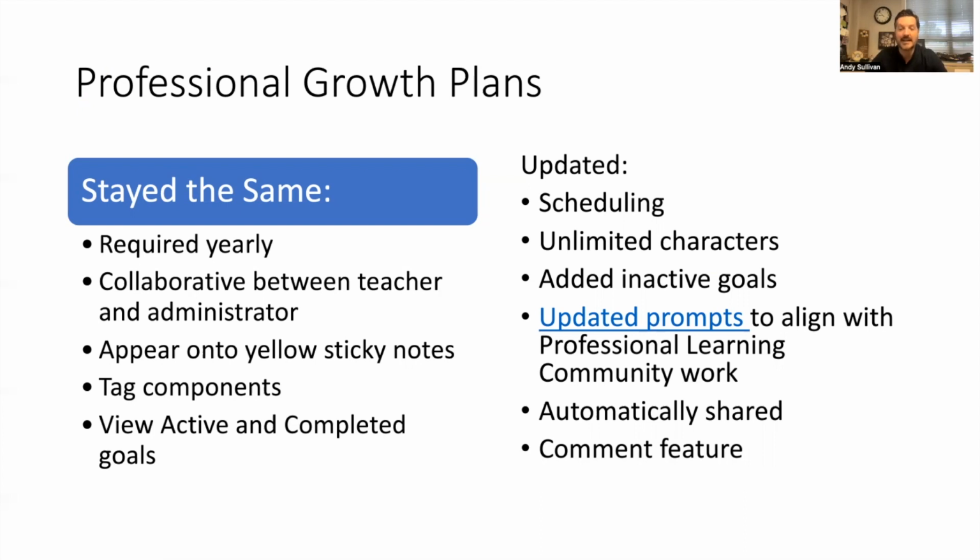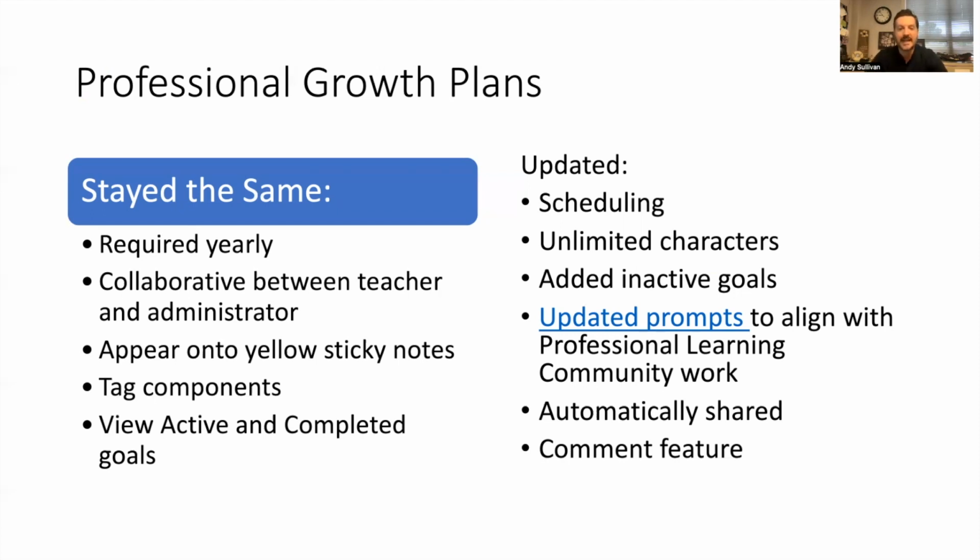You have unlimited characters for creating those goals. We've also added the feature of an inactive goal. It was prompted by the fact that you may have a learner who creates a goal, and then you all determine, hey, this isn't right for me right now. So instead of having to either delete it or mark it as complete, which may not be the right options, the learner can now make it inactive and come back to it later and create the goal that's most required right now.